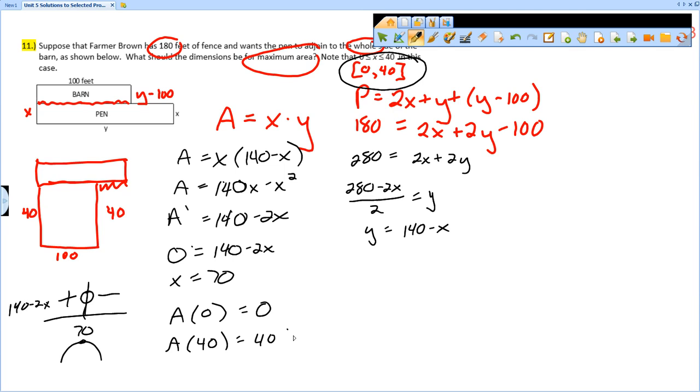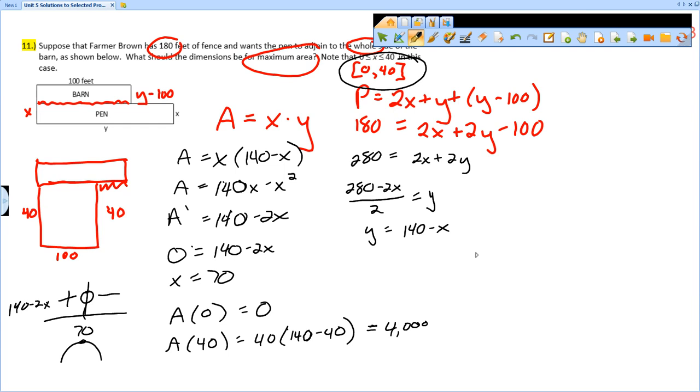And so I get 40 times 140 minus 40, right? So we get 140 minus 40 is 100, times 40. 100 times 40, and so we get 4,000, so 4,000 square feet. But now, okay, that's the only value that makes sense for the maximum.